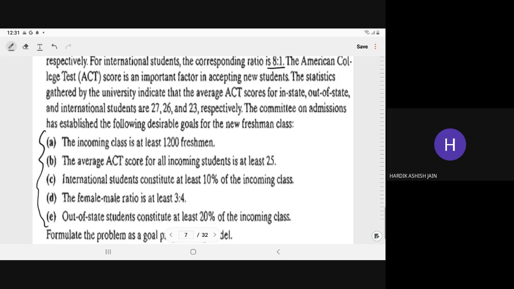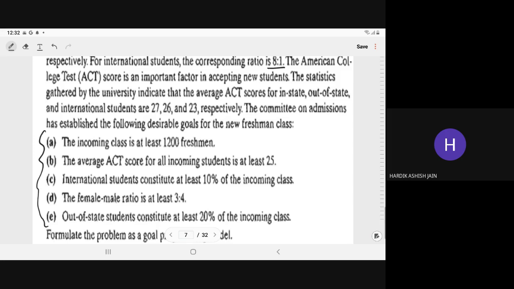The average ACT score for all incoming students is at least 25. That means from the scores of in-state, out-of-state, and international students, the average ACT score must be at least 25. International students constitute at least 10% of the incoming class. The female-male ratio is at least 3:4 for all in-state, out-of-state, and international. Out-of-state students constitute at least 20% of the incoming class.